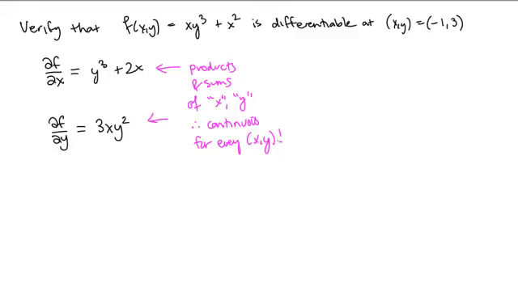So we've done something better than that. We've not only shown that this graph is differentiable at (-1, 3), we've shown that it's differentiable at all values x, y. And that's a pretty cool thing to be able to do with our theorem.